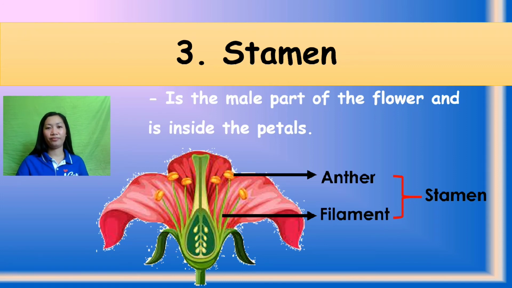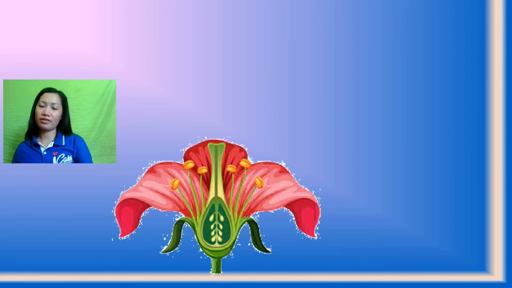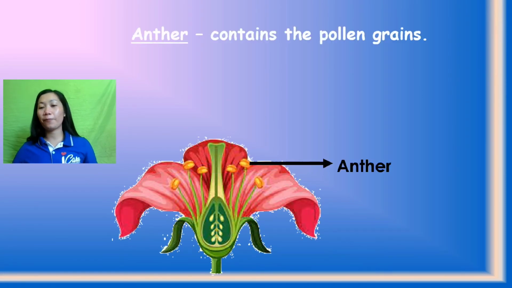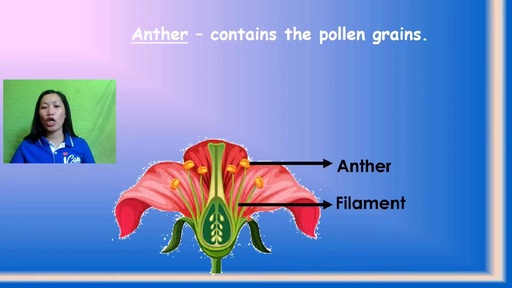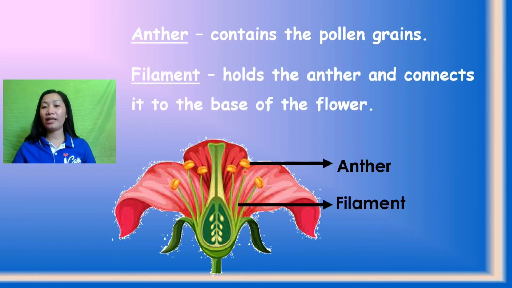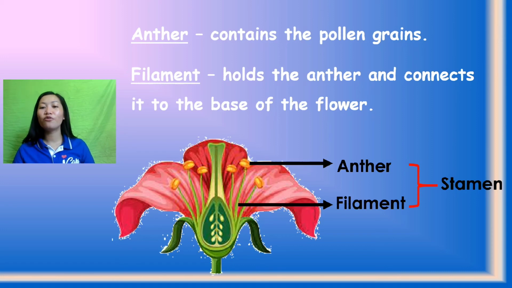The stamen. So let's talk about the anther first. The anther contains the pollen grains of the flowering plant, like this one. These are the pollen grains. This one is the anther, which contains the pollen grains of a flowering plant. And we have also the filament. The filament holds the anther and connects it to the base of the flower. So for these two, they are called the stamen, or the male parts of a flower.